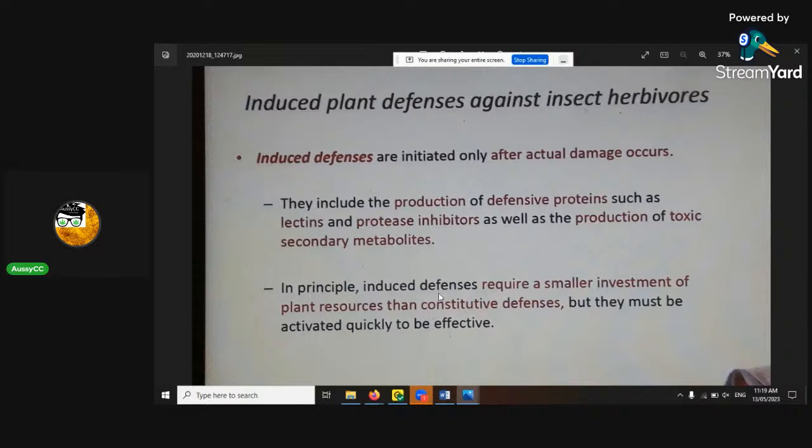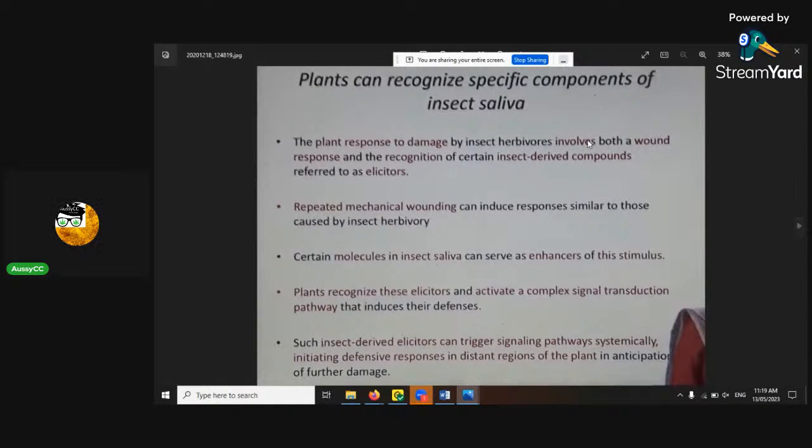So in principle, induced defenses require a smaller investment of plant resources than constitutive defenses, but they must be activated quickly to be effective. It's so cool. All right, plants can recognize insect saliva even. This is a pathway of the secondary metabolites, just proving the different types of things.